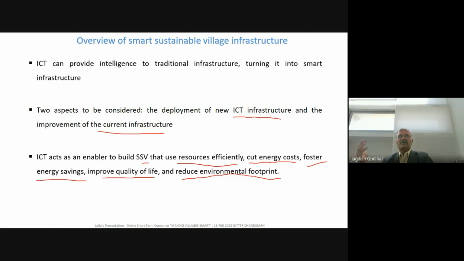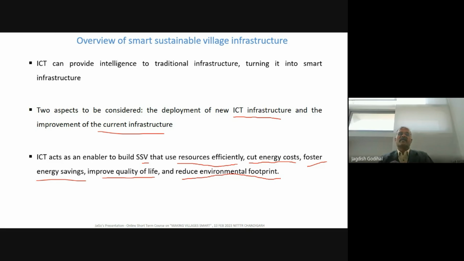Okay, then ultimately improve quality of life. Improve quality of life means, see, nobody is wasting their time. Everybody is moving or doing their work in a limited amount of time, that too with a quality output. Okay, whether it is traveling, whether it is their product making.